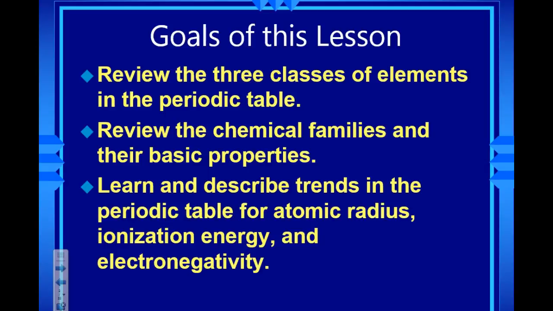We need to review chemical formulas, we need to review what their properties are, and then we'll start to look at trends. When we talk about trends, we look at the size of the atom, which is measured by taking the radius. We're going to look at ionization energy, and we will review electronegativity.